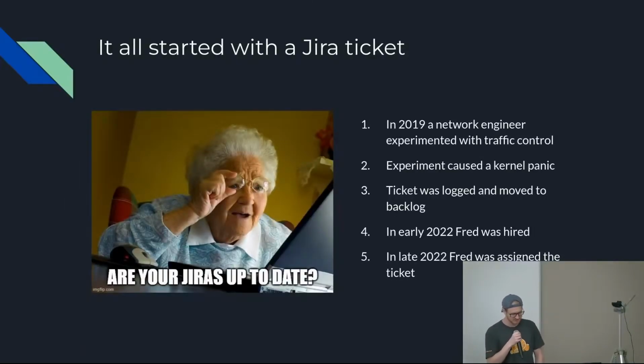It all started with a Jira ticket. In 2019, we had a network engineer create a ticket in Jira, essentially coming to us with a crash that was happening on one of our systems. They were testing various commands to manipulate network traffic, and it ultimately resulted in a crash. Nobody knew what to do at the time with that ticket, so it was backlogged. And then in 2022, I was hired. And in late 2022, I was assigned the ticket and ultimately fixed it.